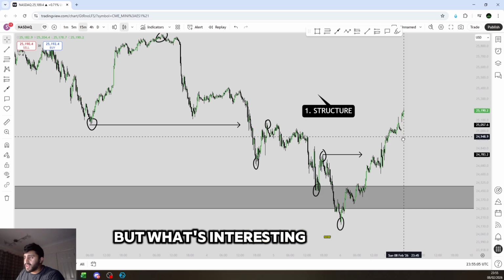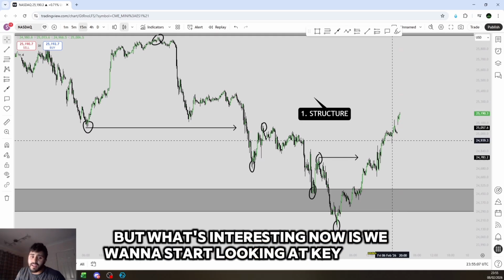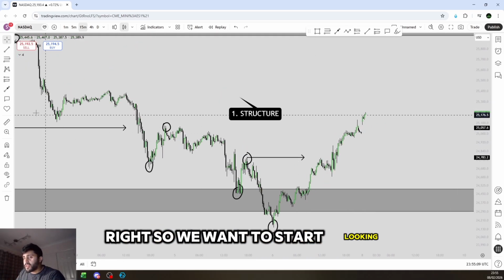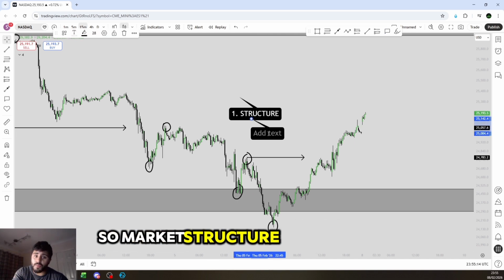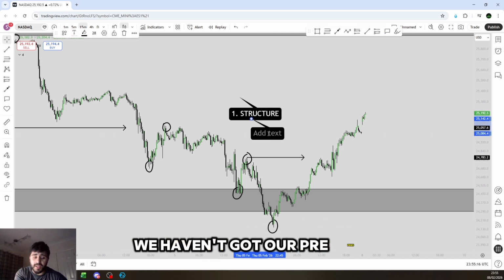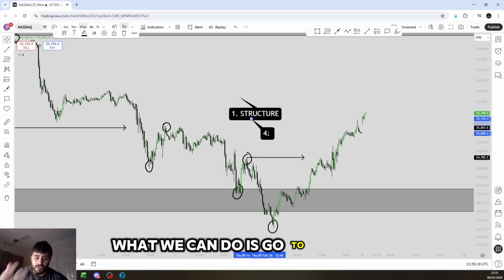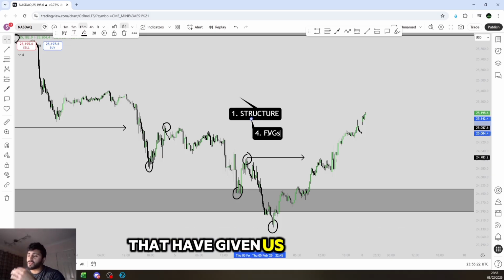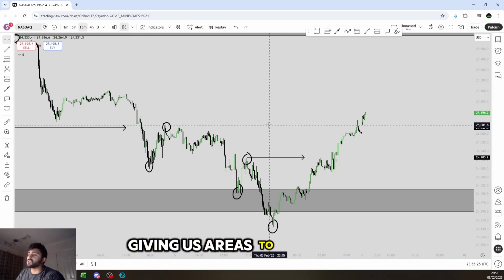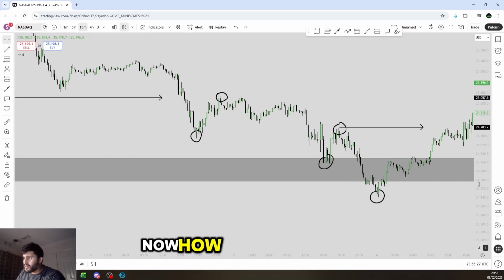But what's interesting now is we want to start looking at key levels. So we want to start looking at fair value gaps and understanding where our key levels are. So market structure, we haven't got a dealing range. We haven't got our PD arrays. But what we can do is go to step 4, which is identify 15-minute fair value gaps that have given us rejections, given us areas to trade from. Now, how do we do that?